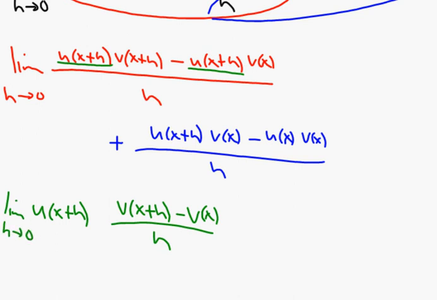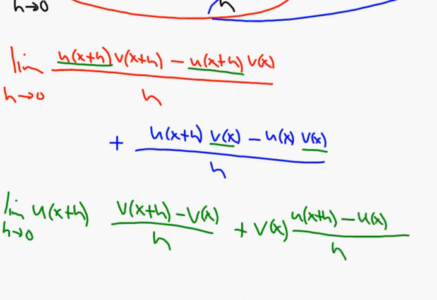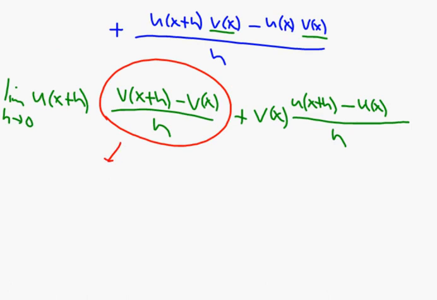Okay. And now let's see if we can use similar reasoning on the second blue fraction. When we look in the second blue fraction, we look for something in common. They have v of x in common. So I'm going to take that out. I'm going to say plus v of x times, and then this is u of x plus h minus u of x over h. You might think, well, where does this leave us? Well, take a careful look at that. That should remind you, this kind of looks like the derivative.